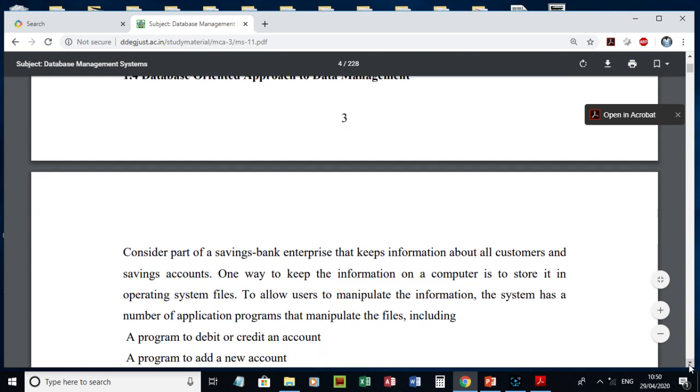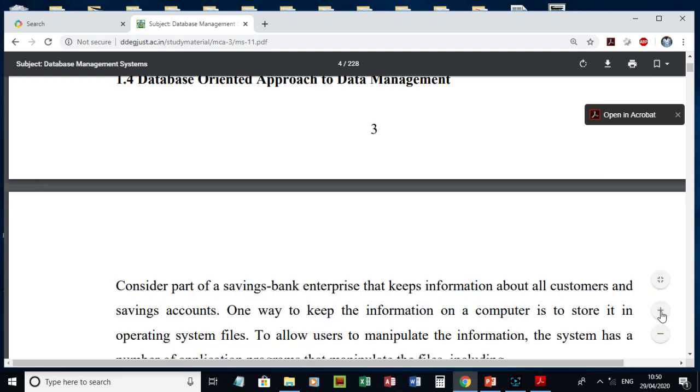Now consider, we are going to use an analogy. Okay, we are going to use what? An analogy. Let me zoom it again so that you will see. You see, we are going to use an analogy. It says, consider the database-oriented approach to data management. That is what we have here. So we are moving to understand it.